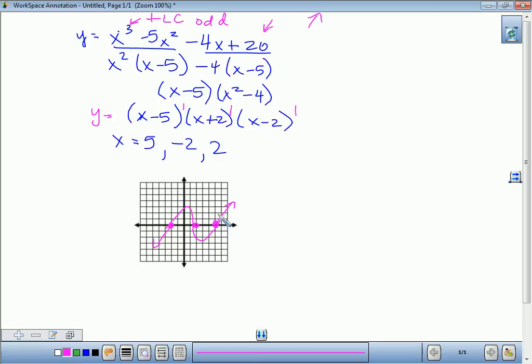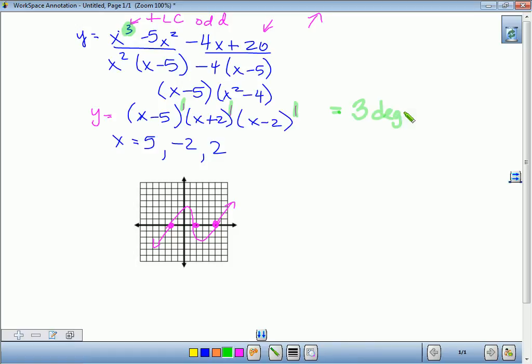Okay? And then it also talks about the degree of the function. If it's in standard form, the degree of the function is the highest exponent. If it's in factored form, the degree of the function is the sum of the exponents. So 1 plus 1 plus 1 is 3. The degree of this function is 3. In end behavior, as x approaches negative infinity, the function approaches negative infinity. As x approaches positive infinity, the function approaches positive infinity.